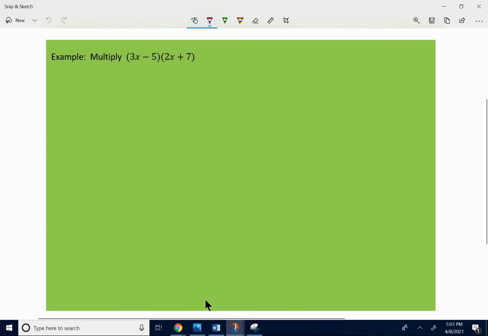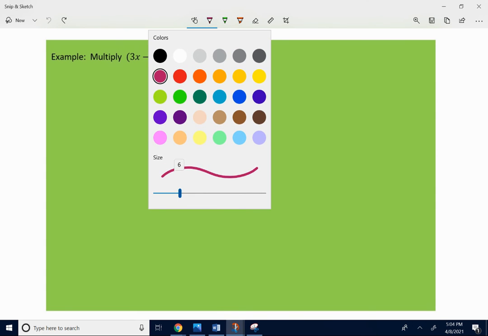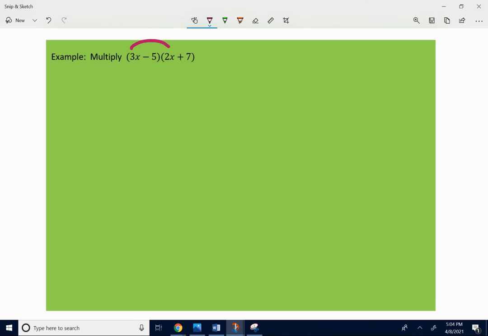If I want to multiply 3x minus 5 by 2x plus 7, I'm going to first multiply 3x and 2x together. 3x times 2x. Numbers first: 3 times 2 is 6. x times x is x squared. So that's multiplying the first terms.